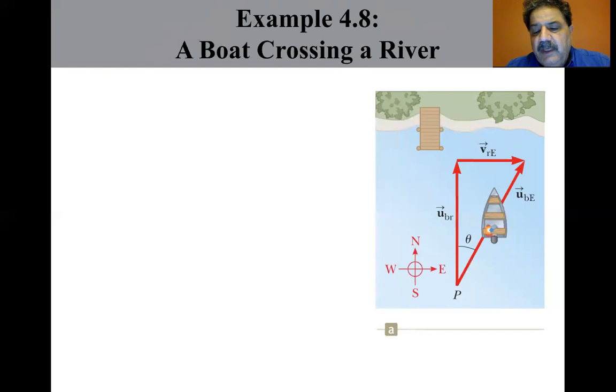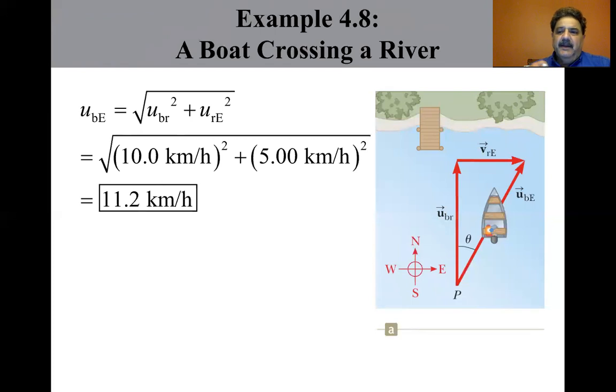To find the speed, UBE, of the boat relative to the earth, we use the Pythagorean theorem as shown. UBE equals the square root of UBR squared plus URE squared. If you plug in the values, you get 10 kilometers per hour squared and 5 kilometers per hour squared. Take the square root of that, you get 11.2 kilometers per hour. So he's going straight across at 10 kilometers per hour, but with his motion this way and the river going this way, he's got an actual combined velocity of 11.2 kilometers per hour.